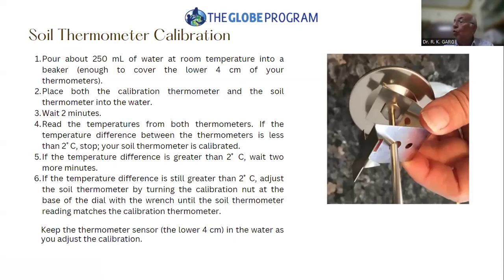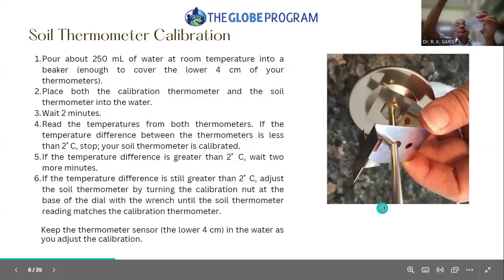So how to calibrate a soil thermometer? Just see. Can you see my hands? I have taken a tumbler, but better in science, we take a beaker. So in this beaker, which is at room temperature, we pour roughly 250 milliliters of water. And we can always put some ice in it. Just see, I put the ice.